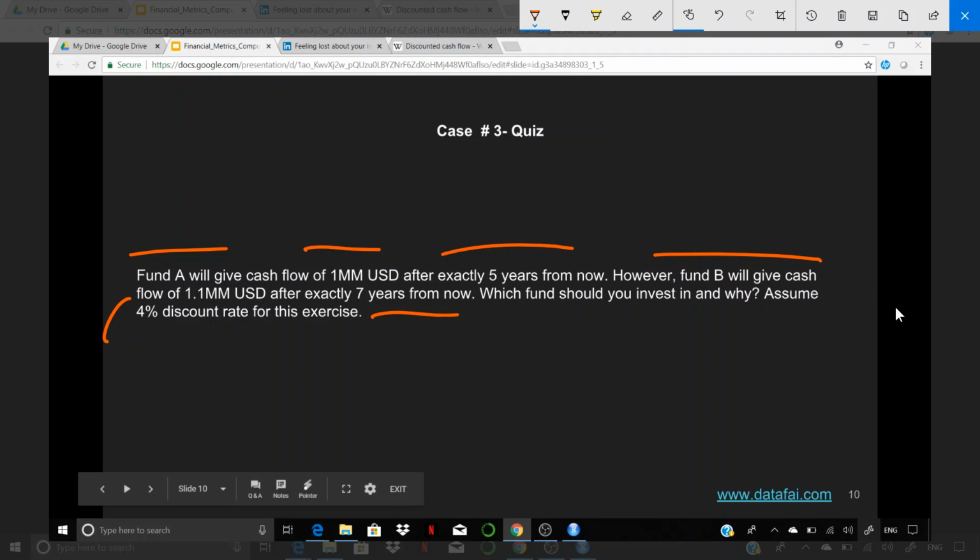The question is which fund you should invest in, and you can assume a 4% discount rate for both of these funds, right? Should you invest in fund A or should you invest in fund B? Obviously, fund B is giving you a higher amount, but the duration is longer, and fund A is giving you a smaller amount but a shorter duration. That is the question for you: which fund you should invest in? And that's the end of case 3.